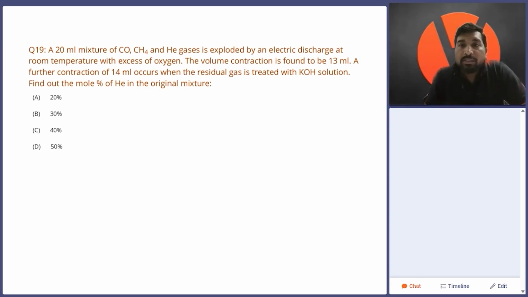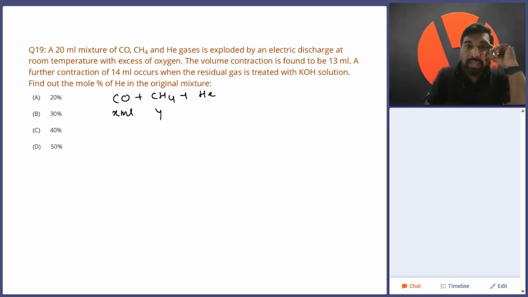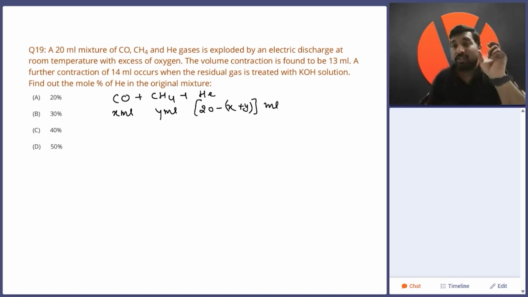Okay, let's suppose CO plus CH4 plus He. Let's suppose the volume of CO is X ml and the volume of CH4 is Y ml. Hence the volume of helium should be 20 minus (X plus Y) ml. Okay, when we explode this reaction mixture in the presence of a sufficient amount of oxygen, it means in the first case CO will react with oxygen and it gives CO2.